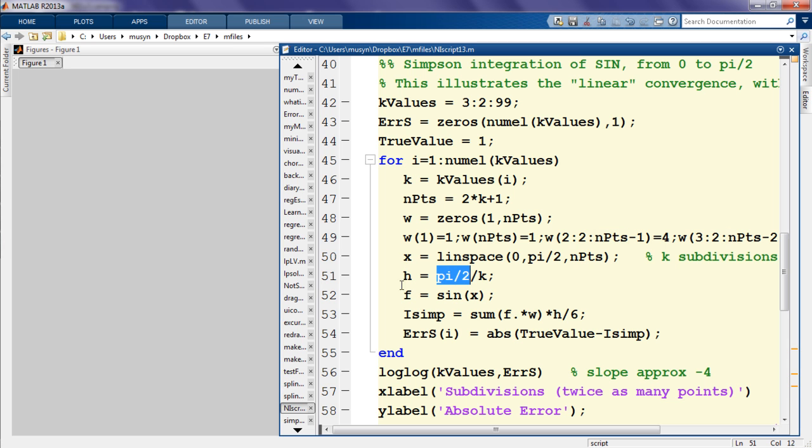Remember, X is a row vector, so therefore F will be a row vector. The Simpson approximation is simply H over 6 times the weighted sum of the function values. I'm doing that with a dot multiply and a sum. And then the error is the absolute value between the true value, which we know to be 1, and the Simpson approximation. Then we'll plot a log-log plot of this, the error versus the number of subdivisions. What we'll note is that the slope is approximately about -4, which is consistent with the k to the 4th in the denominator on the error bound for composite Simpson. Let's do it.